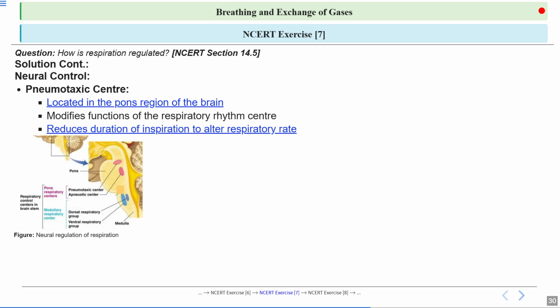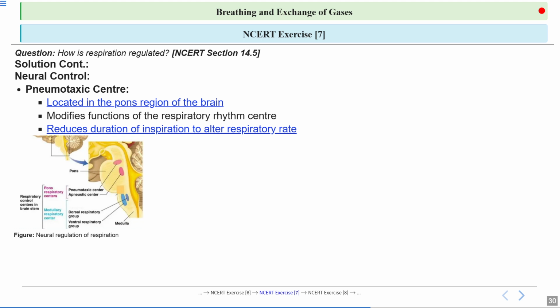It judges whether the carbon dioxide level is increasing around the pons. If it is increasing, it means that carbon dioxide is accumulating in your body. So it increases this respiratory rate, right? It reduces the duration of inspiration and alters the respiratory rate. So your pneumotaxic center is responsible for the alteration of the respiratory rate.